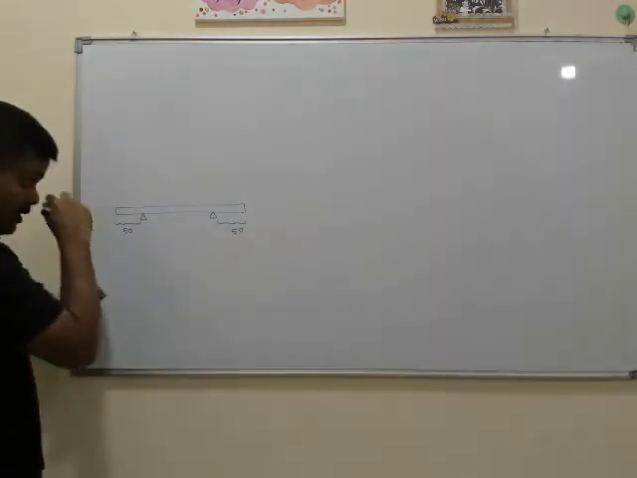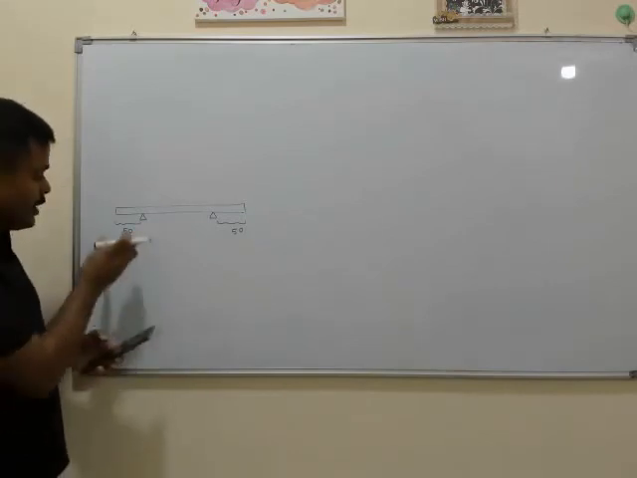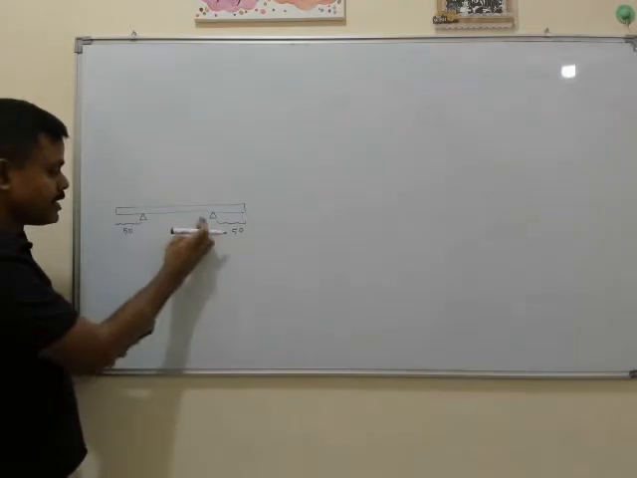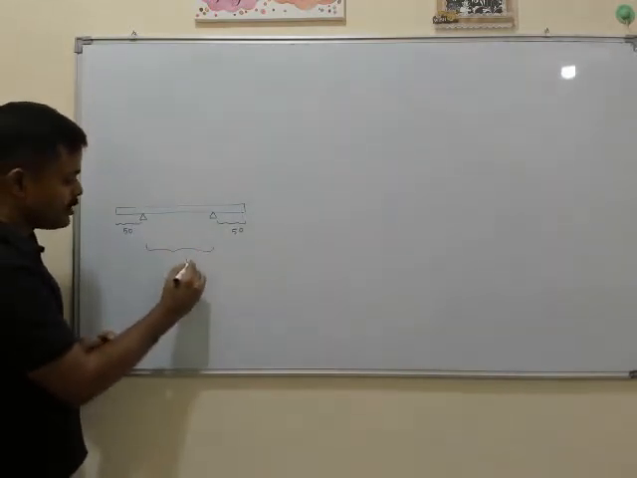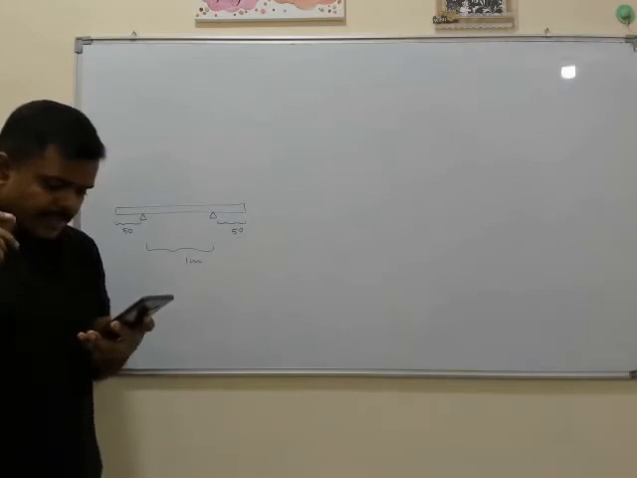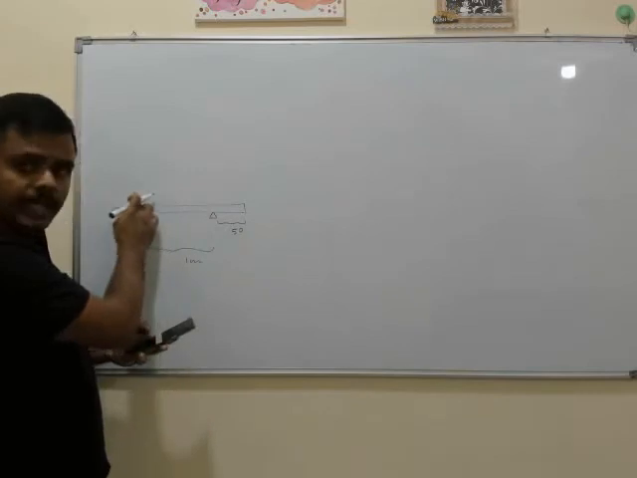The total length of the rod is 2 meters, which would make this 50 centimeters, altogether it is 1 meter. Then this distance must be equal to 1 meter. Right. And then a child is playing on this. A child starts running from this end and she is coming over here.